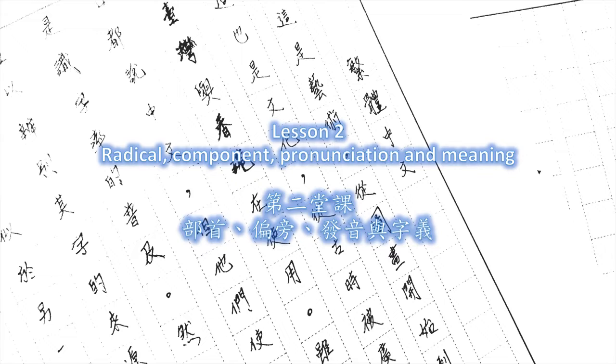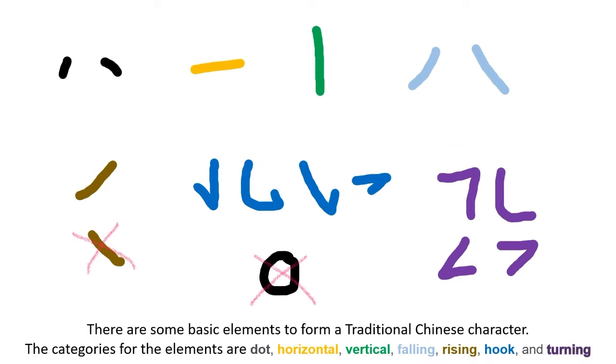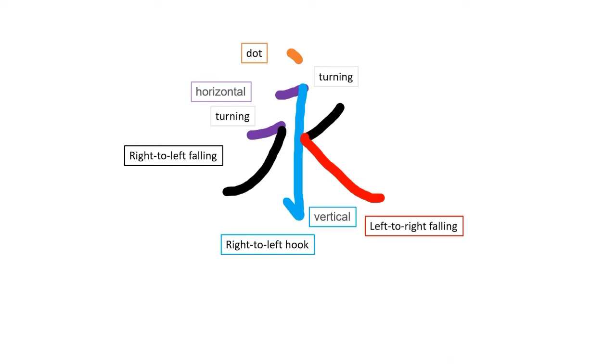Radical, Component, Pronunciation and Meaning. In the last lesson, we talked about the basic element of Chinese characters. And we learned the character 永.